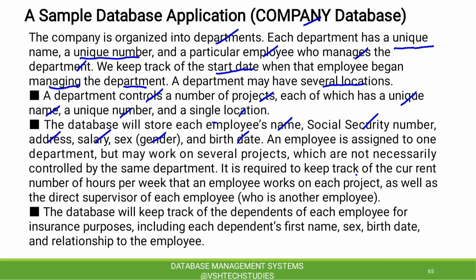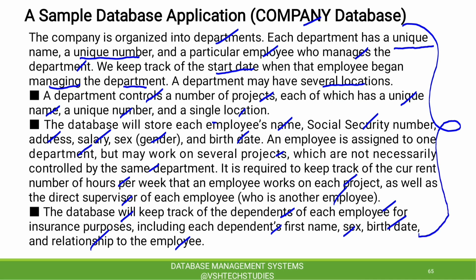An employee is assigned to one department but may work on several projects which are not necessarily controlled by the same department. It is required to keep track of the current number of hours per week that an employee works on each project, as well as the direct supervisor of each employee, who is another employee. The database will keep track of dependents of each employee for insurance purposes, including each dependent's first name, gender, birth date, and relationship to the employee. So this is a description of the company database.